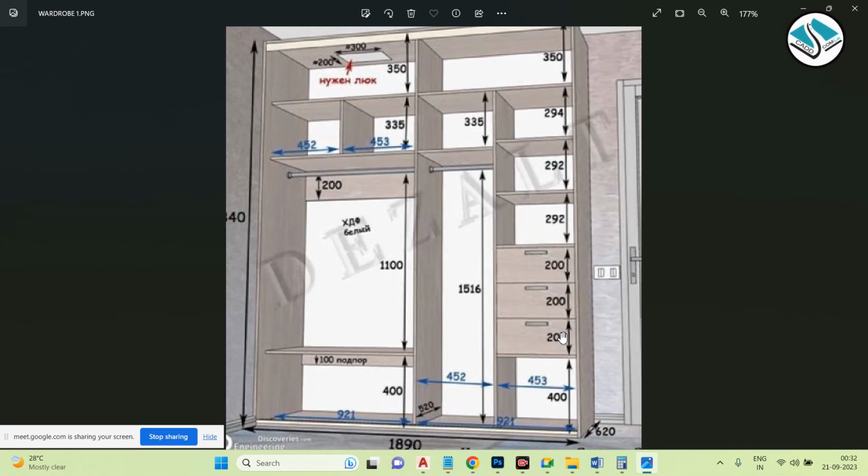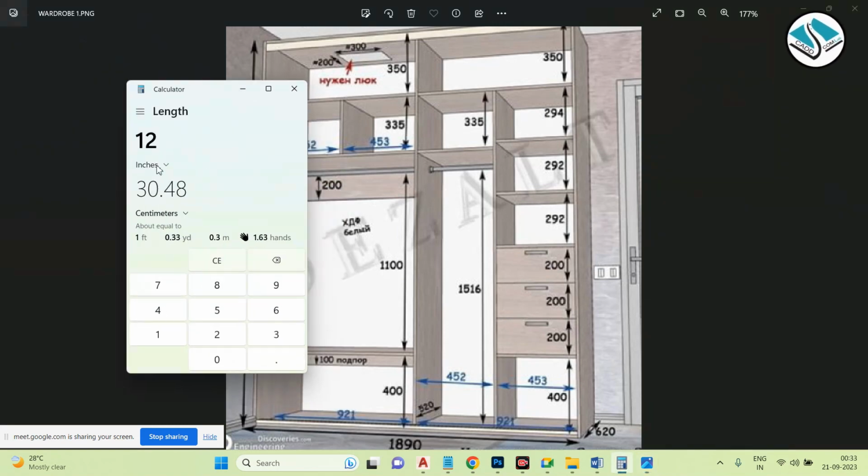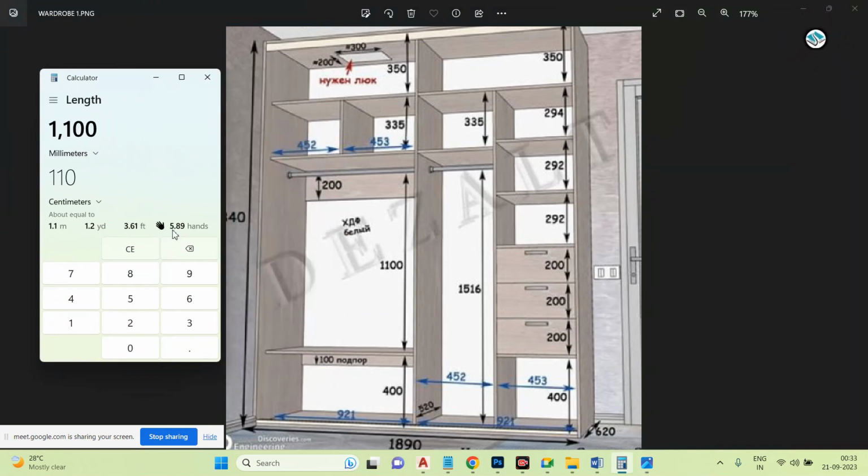Drawer 200, 200, 200. Upper storage 292, 292. Bottom 400, and the cloth hangings like 1100, and 1100 means 110 centimeter. 200 means 20 centimeter.